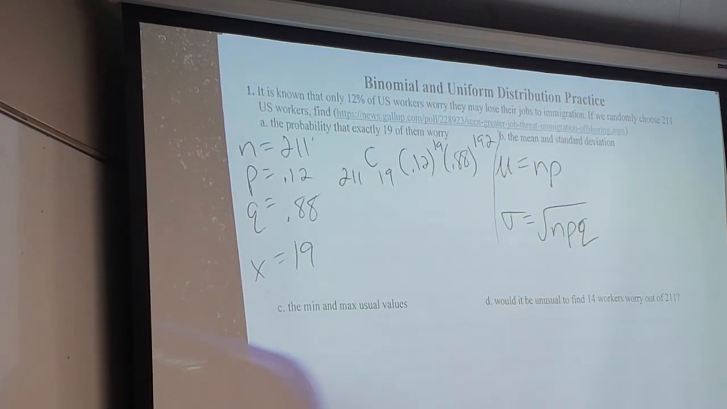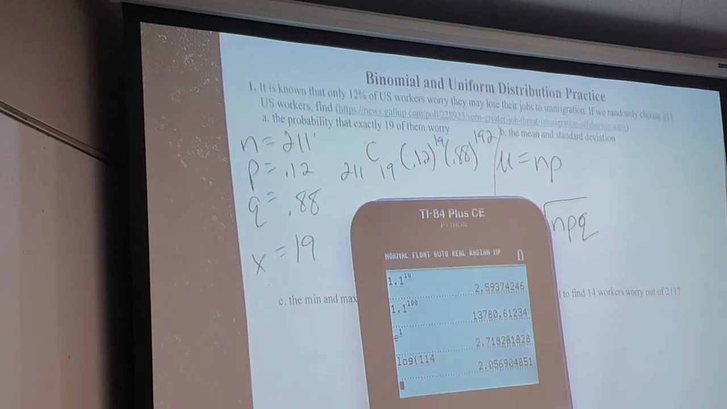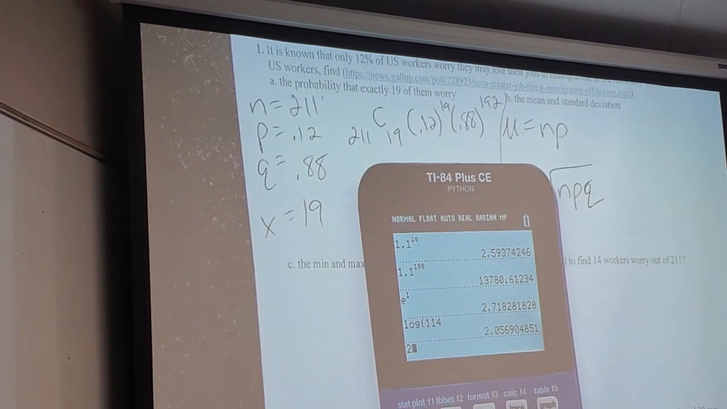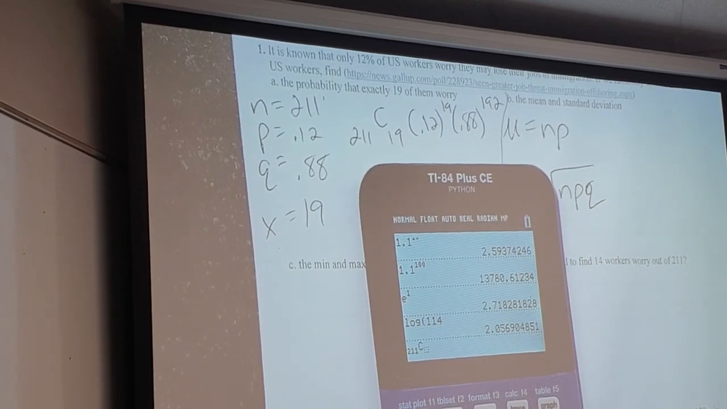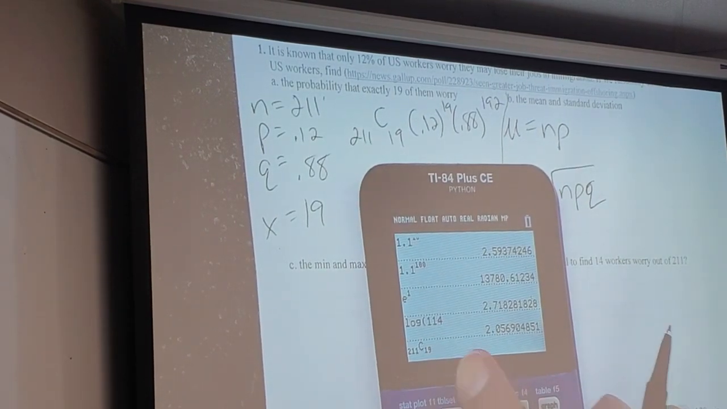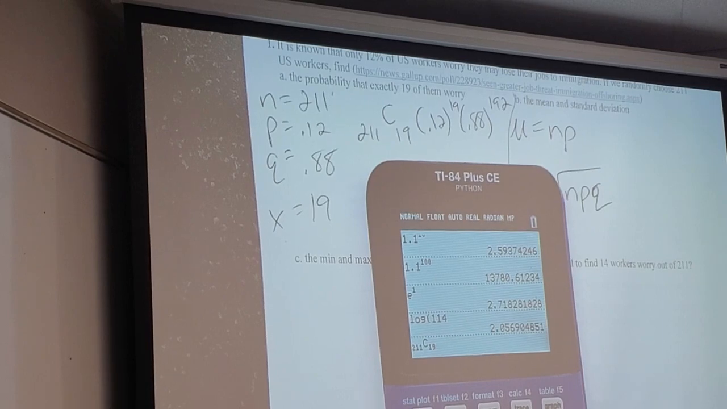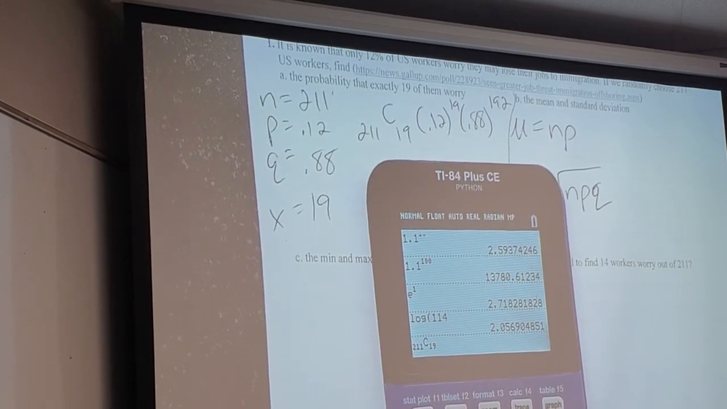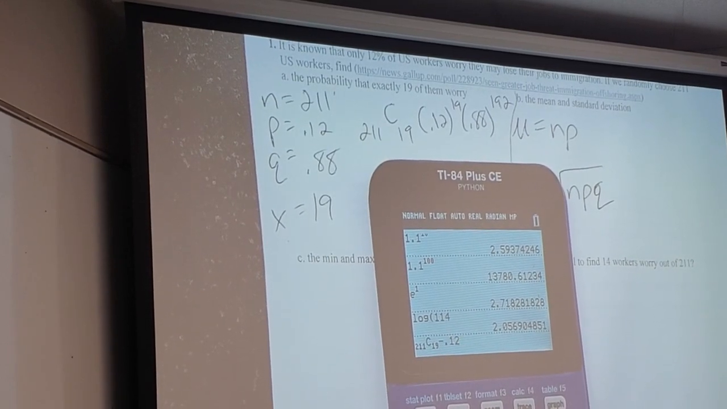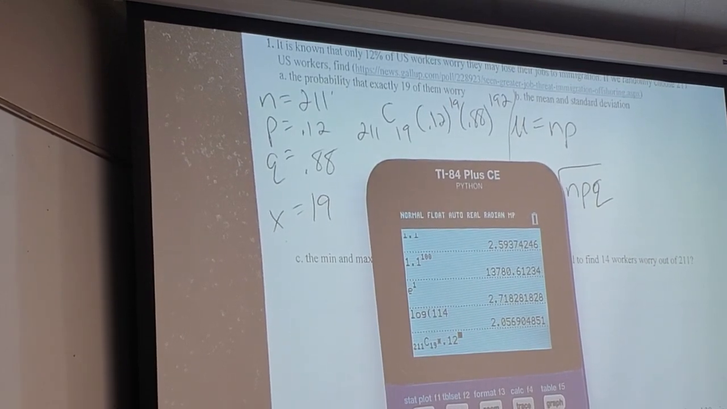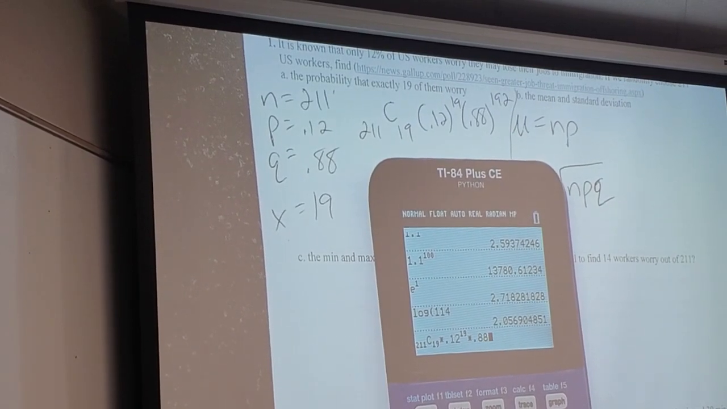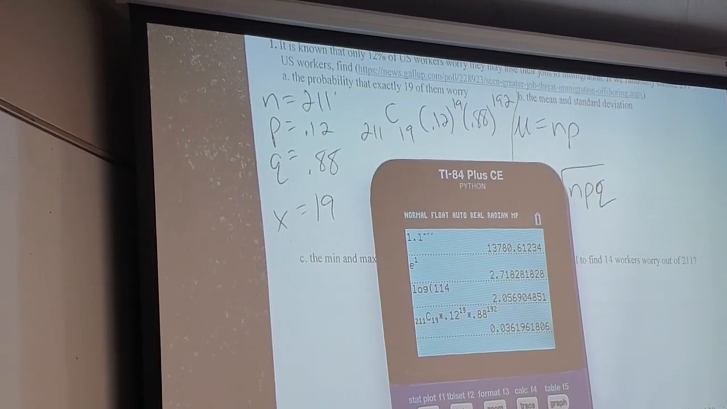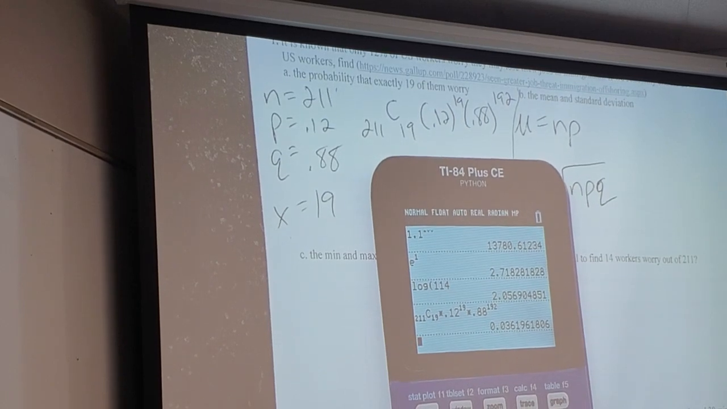All right, and let's see. So if you've got how to plug that in, 211 choose 19. If you have the newer calculator that has subscripts and superscripts, it kind of sucks because you have to hit the over arrow. 0.12. What did I just do? Times 0.12 to the 19th. Hit the over arrow to come back down. Times 0.88 to the 192. There you go.